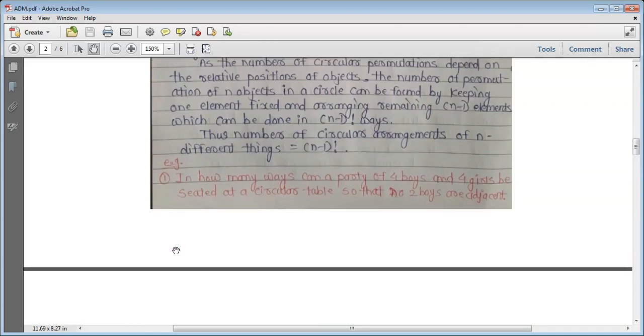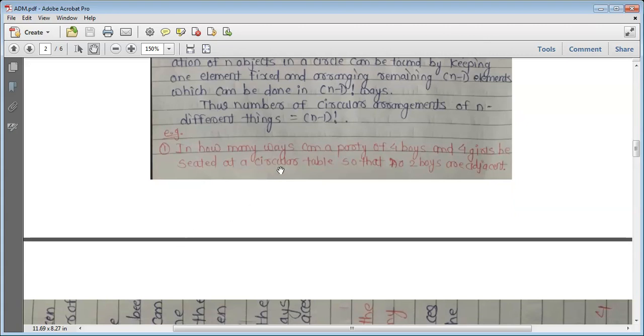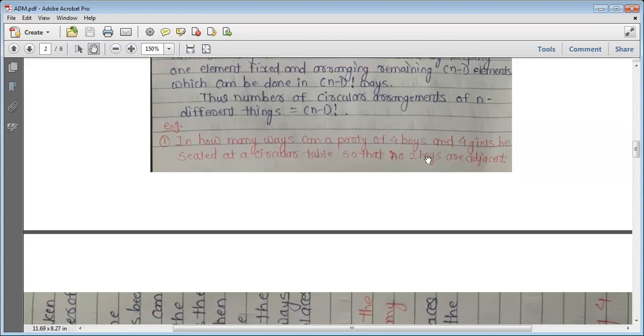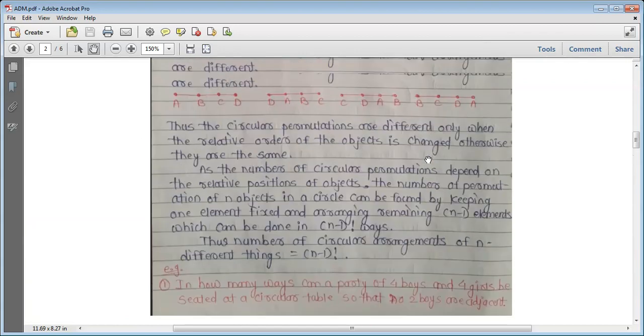Let us see an example depending on this point. In how many ways can a party of 4 boys and 4 girls be seated at a circular table so that no two boys are adjacent? Okay.